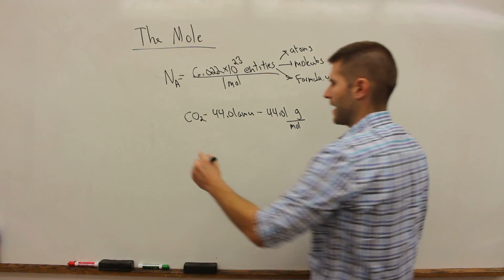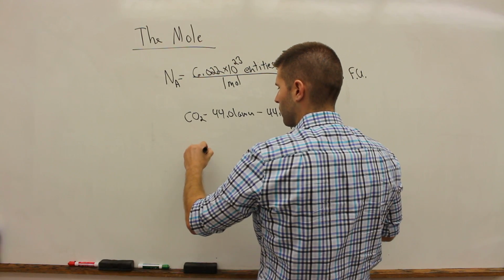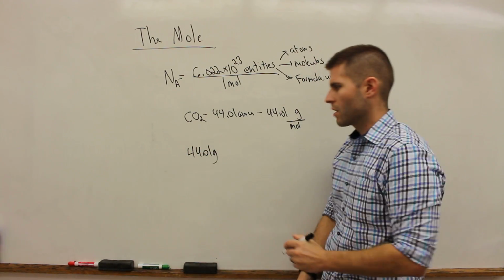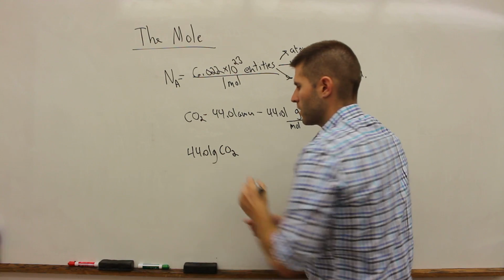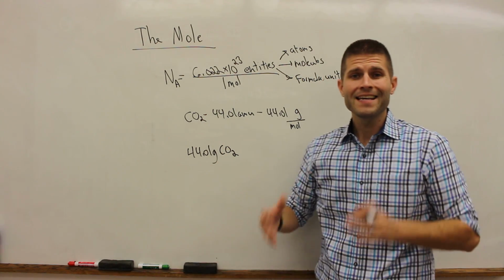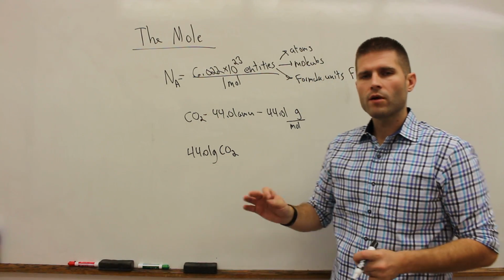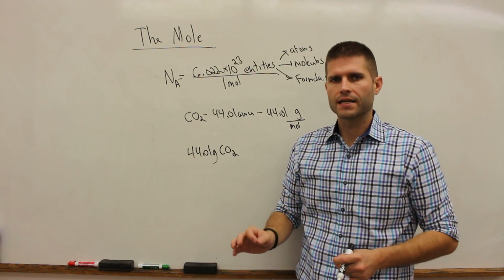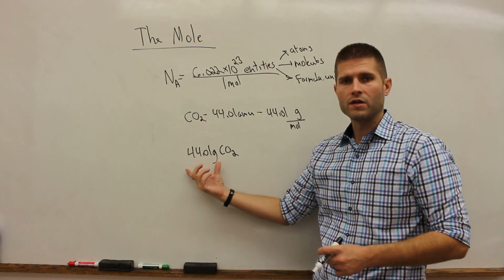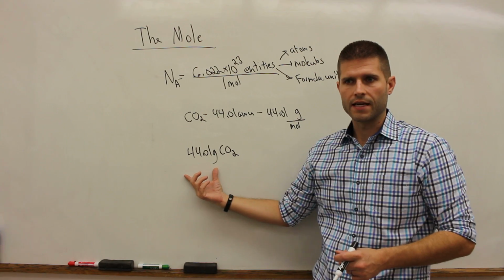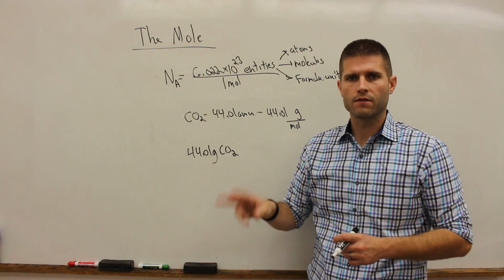So let's take an example of carbon dioxide. Let's say that I have 44.01 grams of carbon dioxide. I've weighed out 44.01 grams of carbon dioxide in laboratory, and I want to know how many molecules of carbon dioxide I have in 44.01 grams of carbon dioxide. Well, it's going to be a 2-step conversion.